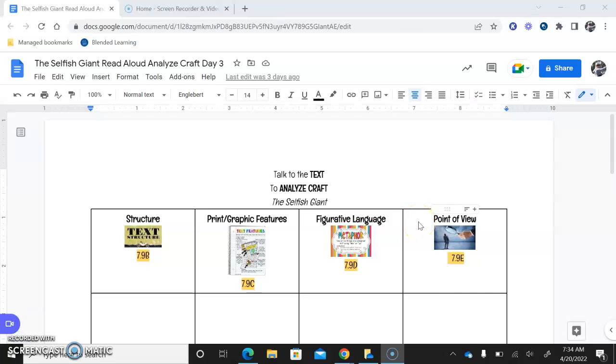Okay, so on day 3 of looking at The Selfish Giant and looking at this story to pick it apart and understand it in the deepest possible way, we're going to look at analyzing craft. Now, craft is the way that a writer uses words, uses sentences in order to put their story together in a way that's interesting for people to read and that helps make the points that they want to make. So we're going to look at that.